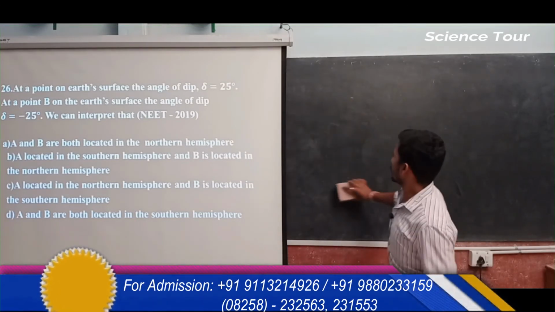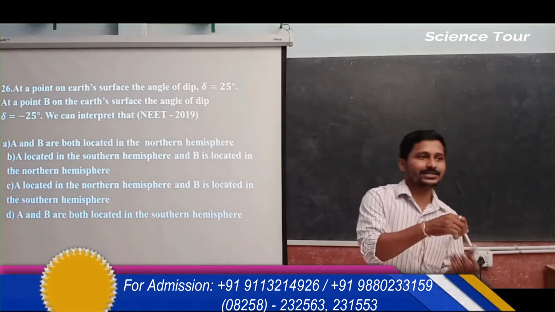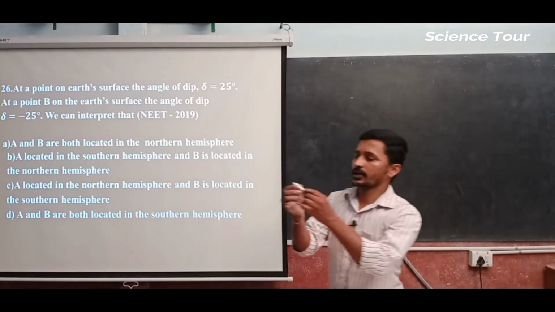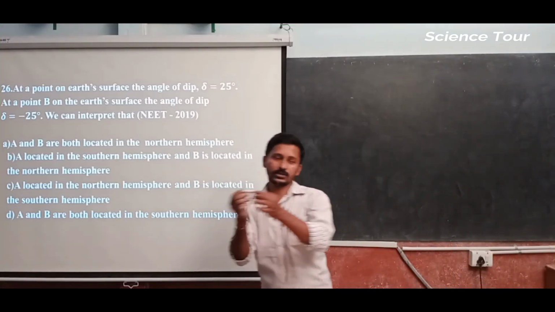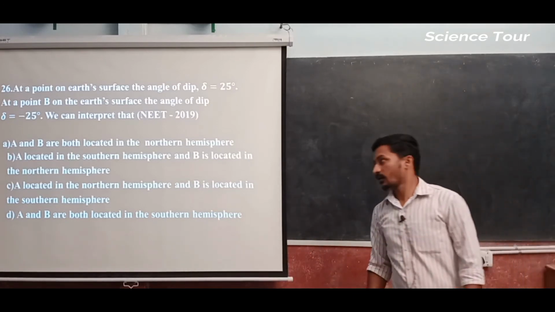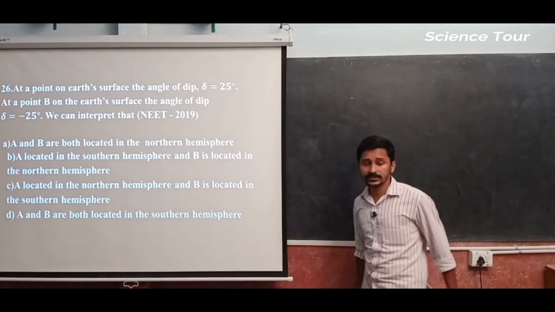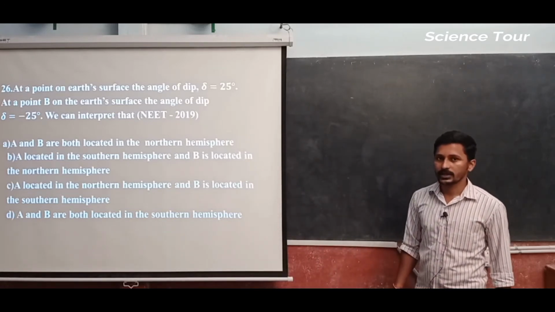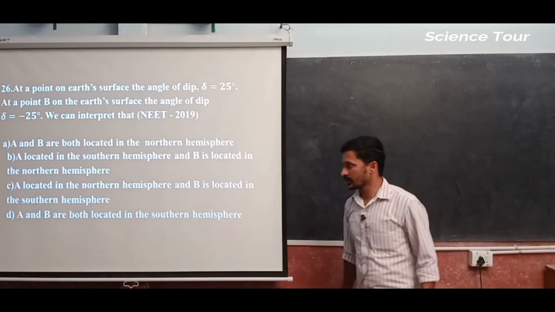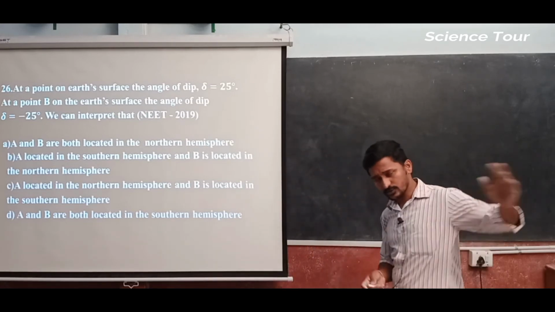Now always, the northern hemisphere is positive, and the southern hemisphere is always negative. That is the way. In the northern hemisphere it will bend in this way, and here it will bend the opposite way, always. So negative 25 they have given means, and the same angle of dip for both places, one must be near one pole and the other near the other pole, not an exact pole but nearer to the pole.